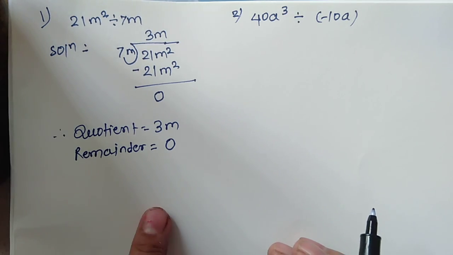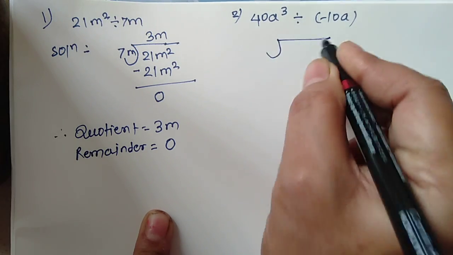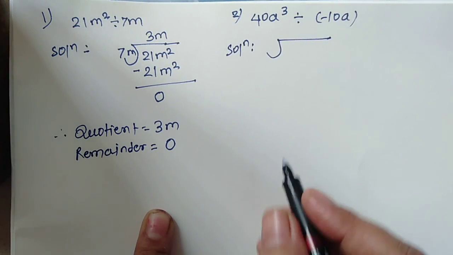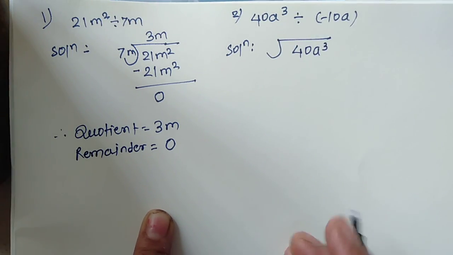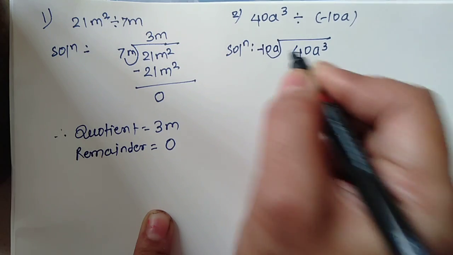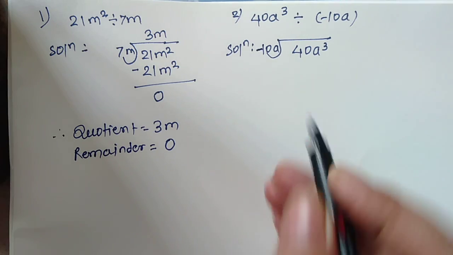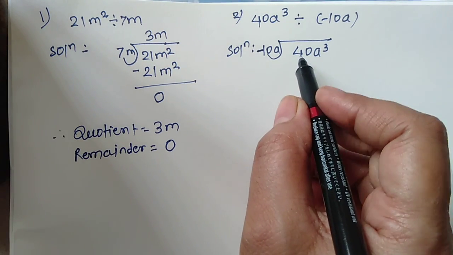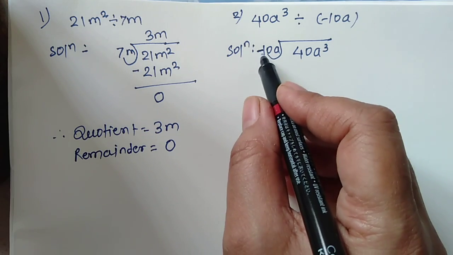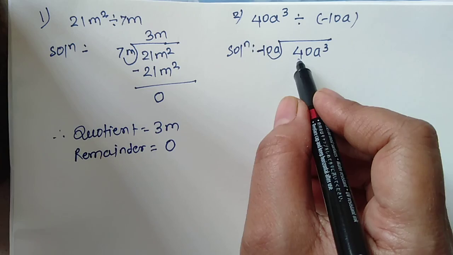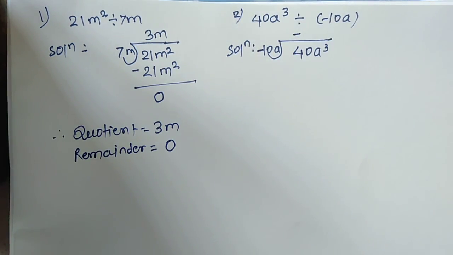Now see the second example. 40a cube divided by minus 10a. So write down the solution here and rewrite it into the proper form. 40a cube is the dividend and minus 10a is the divisor. See, the sign of the divisor is minus here and the sign of the dividend is plus 40, means we want the positive. So negative multiplied by negative is positive. So the sign of our quotient is minus.